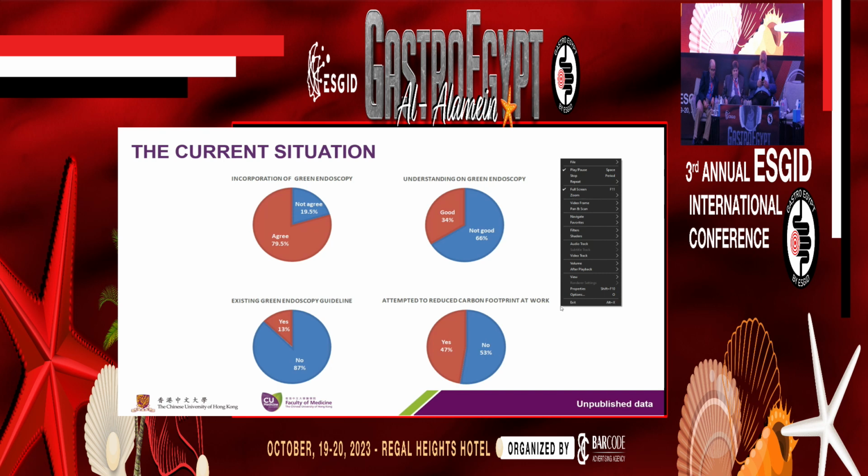We found that green endoscopy is well received among healthcare workers, with 80% of participants agreeing that it should be incorporated. However, the understanding of the topic is generally inadequate, with only one-third of participants being cognizant reportedly. What is more, existing green endoscopy guidelines were reported by only a minority of respondents. We were happy to find that about half of the participants were already practicing carbon reduction measures at work, but there is certainly room for improvement.